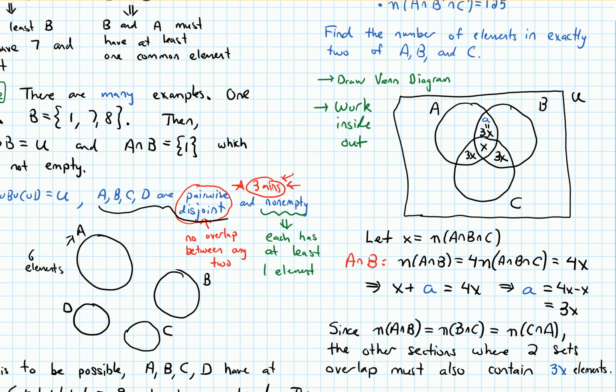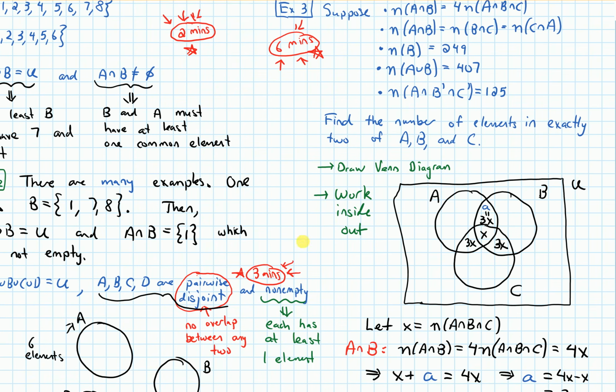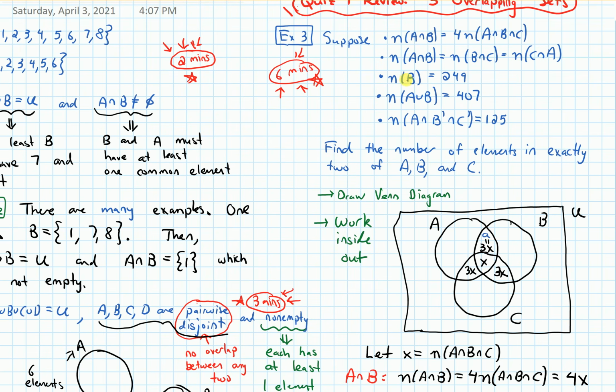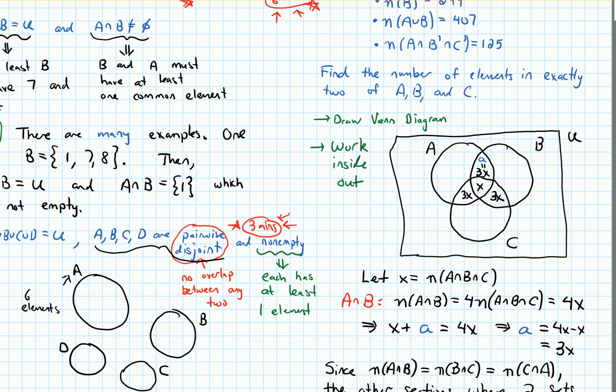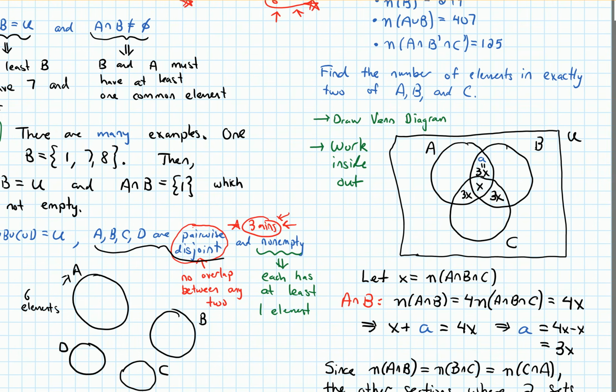All right, so now if I go to the next condition that the problem tells me, it tells me that the number of elements in B is 249. So if I think about the set B, there's one missing portion of that, which I don't know. So I'm going to put a variable there like y.